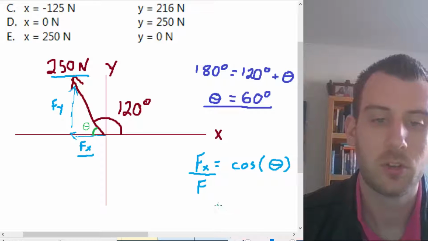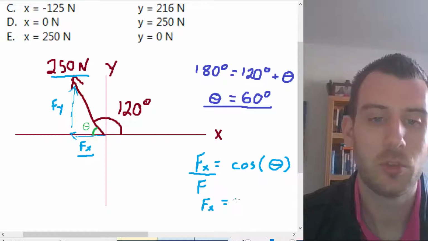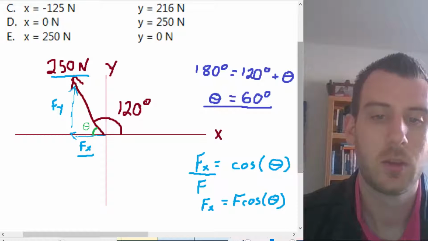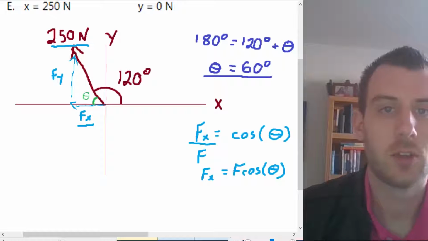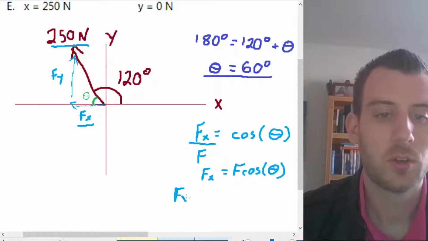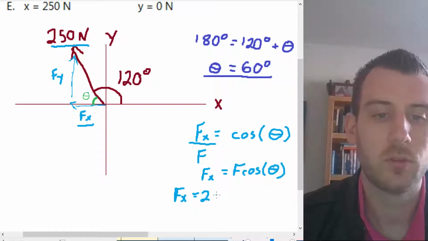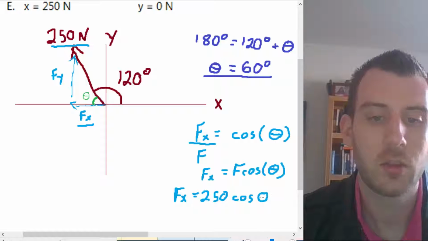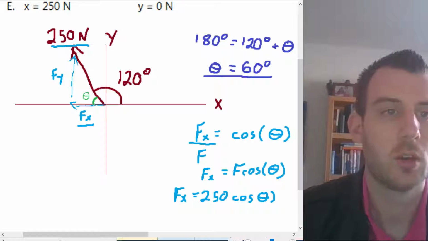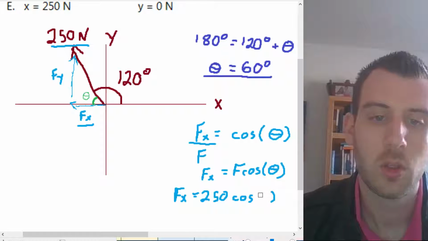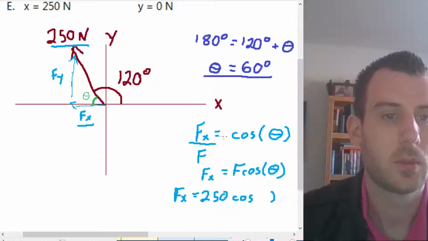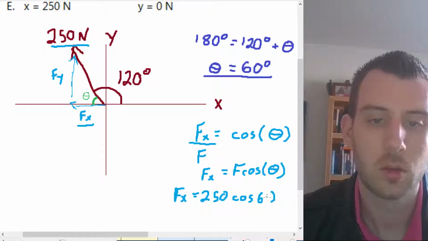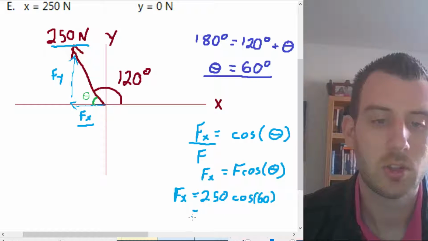Solving this for the x component would get me F_x equals F cosine theta. And I can just plug things in at that point. I can say that F_x is equal to 250 newtons cosine of theta. Oh, I already know what theta is, let's just plug it in. Cosine of 60.